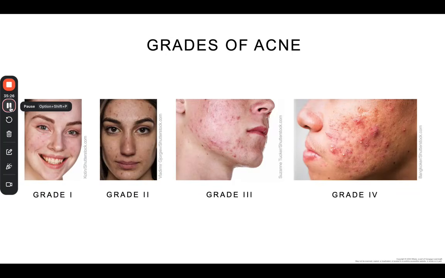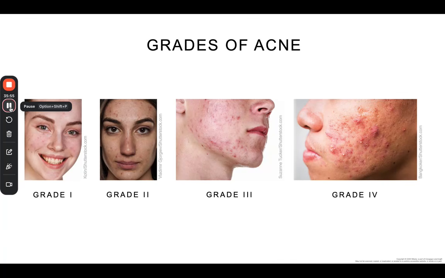All right, so let's break down the grades of acne since we're discussing it so much. You can find this chart on page 134 of your textbook. Acne is graded on a scale of 1 to 4. Grade 1 acne is mild and usually treated with over-the-counter skincare, whereas grade 4 has progressed to consistent breakouts and deep cysts that require medical intervention.